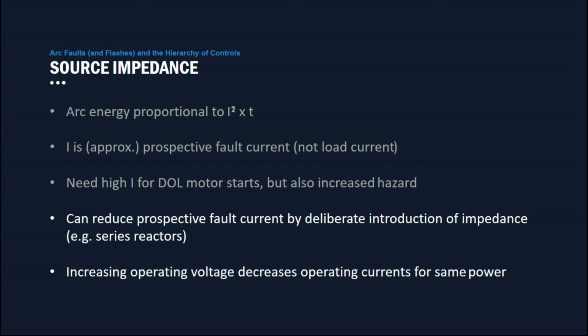Also increasing the operating voltage. So if we have a constant power that we're trying to achieve, if the voltage goes up, then of course the current goes down. The arc energy is proportional to the square of the current, so there ends up less energy in the arc and fault in a higher voltage installation than in an equivalently powered low voltage installation.